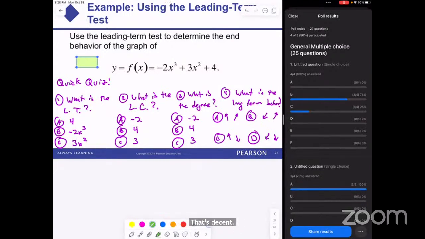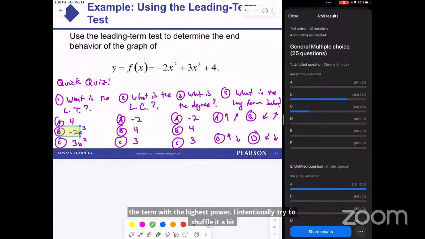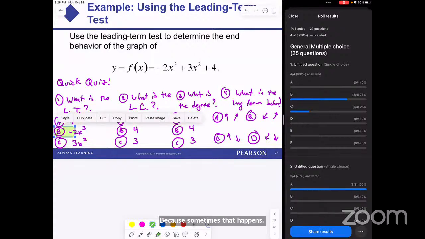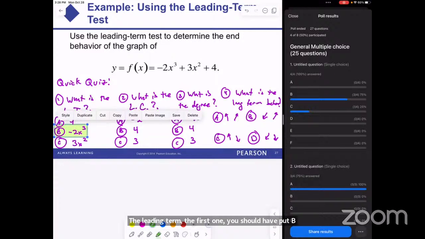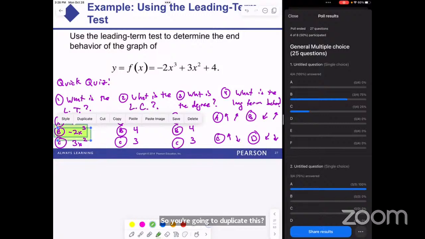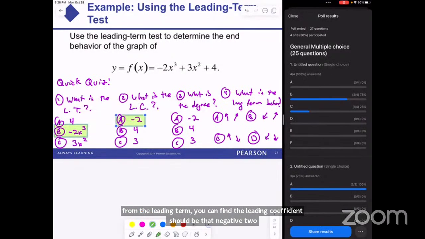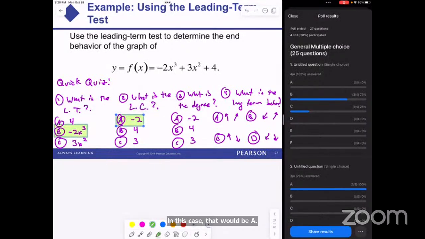All right, what is the leading term? The leading term is the term with the highest power. I intentionally tried to shuffle it a bit because sometimes that happens. For the leading term, the first one, you should have put B. Then, what is the leading coefficient? From the leading term, you can find the leading coefficient, which should be -2. In this case, that would be A. So for question number 2, that would have been A. Okay, not bad.